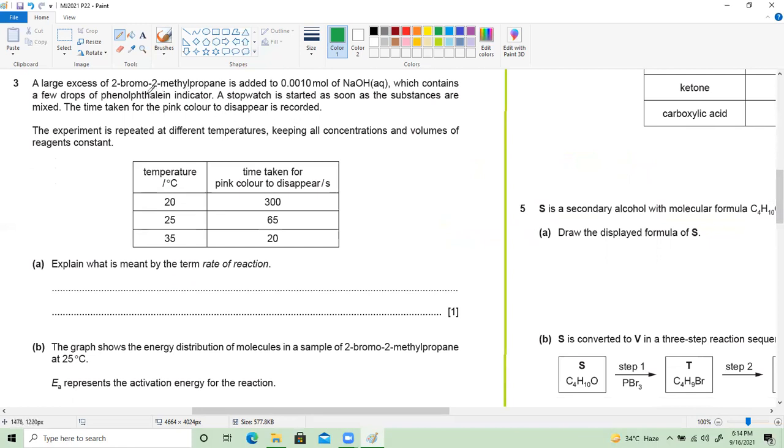A large excess of 2-bromo-2-methyl propane. So it's 2-bromo and 2-methyl propane. The structure is like this. We know that bromine is attached to this carbon atom here, which is then directly attached with 3 other atoms. Such a carbon atom is called a tertiary carbon atom, and this one here is a tertiary halogenoalkane. You should also know that tertiary halogenoalkanes follow the SN1 mechanism, which is a 2-step process.